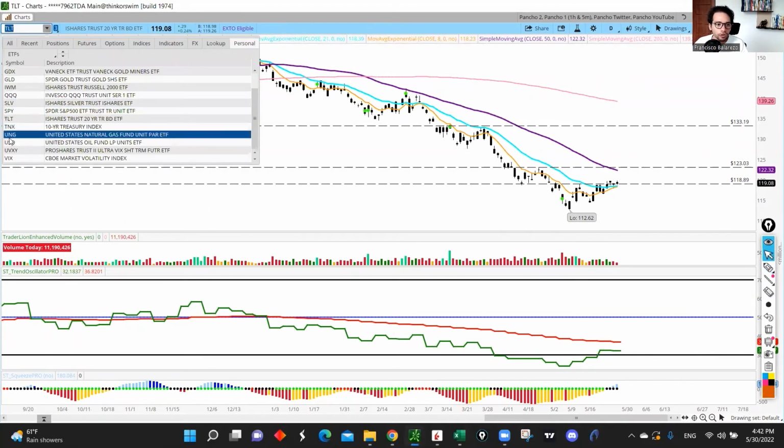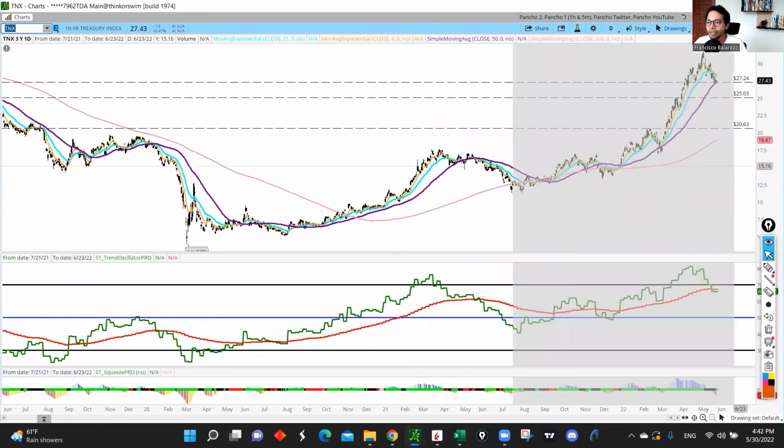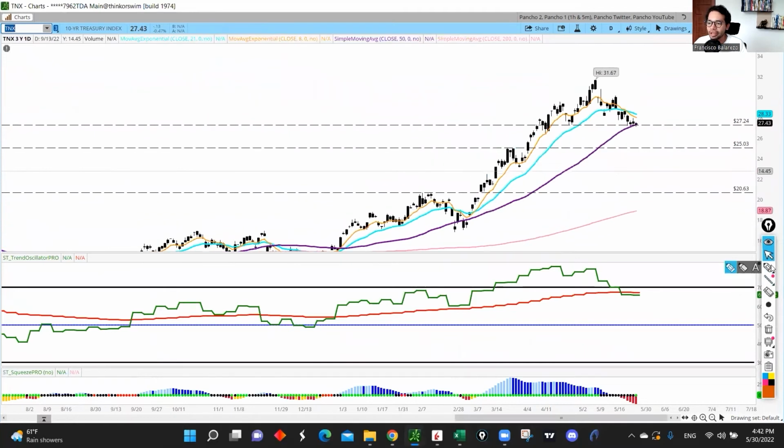And then also to confirm that thesis, I want to show you the chart on the TNX. And you can see right here, right, we kind of have this head and shoulders topping pattern. We're right there at that 50, but of course you can see that we have a bearish cross of that 8 exponential moving average and that 21 exponential moving average. And this is really important. You see that the squeeze is already firing to the downside, meaning that momentum is pretty strong to the downside.